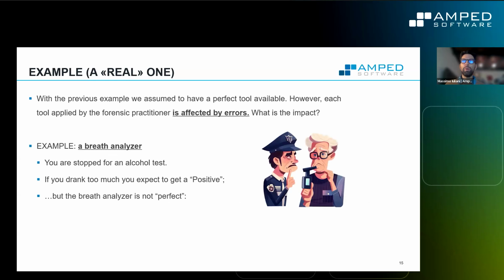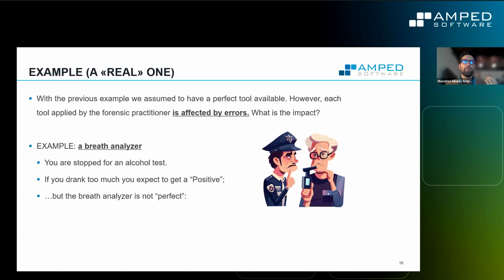Let's make an easy example. Please, for the experts of the technical stuff, I'm going to tell, this is a very simplified representation. I will skip several things, okay? Just because we have to stay in the middle between the theory and the example, to understand everything, okay? So let's keep it simple for now, but try to understand which is the principle. Let's consider a breath analyzer. You are stopped, you make the test. If you drank too much, you expect to get a positive, and you're done, okay?